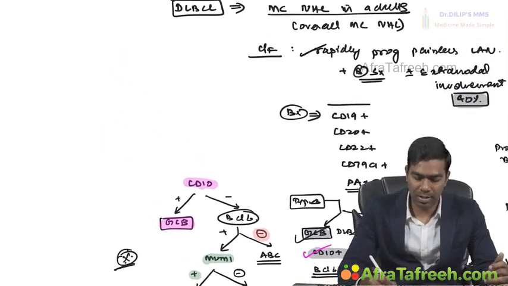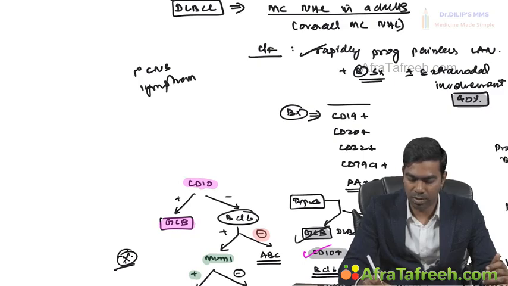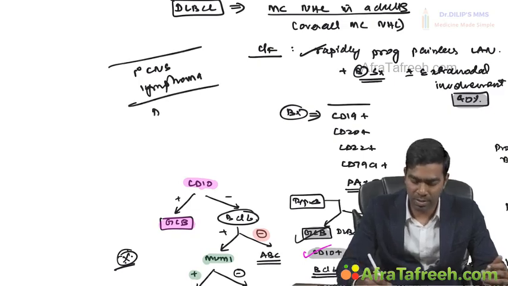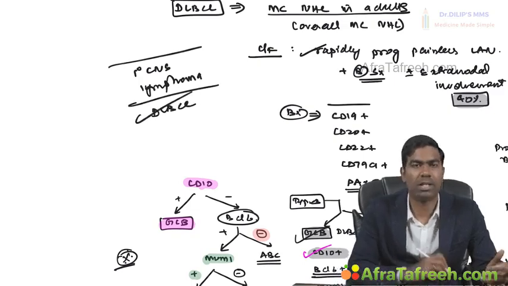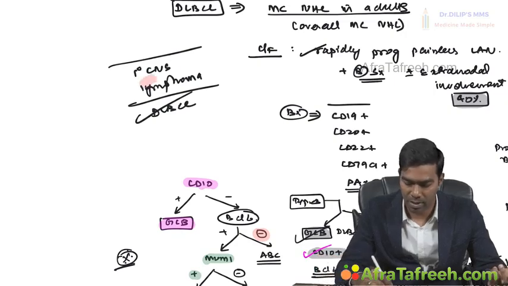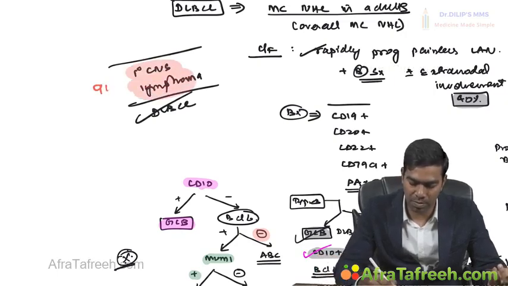And to be honest, there is an entity called primary CNS lymphoma. This is also a type of DLBCL, and there is something called primary mediastinal B cell lymphoma, which is also classified as one of the subtypes of DLBCL. Some books give it as a separate tumor, other books as a subtype of DLBCL. But definitely, almost 90% of primary CNS lymphomas are DLBCLs of immunoblastic type only.